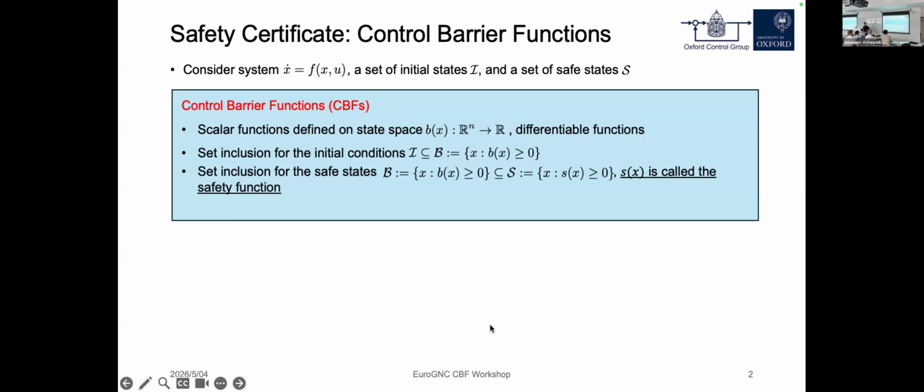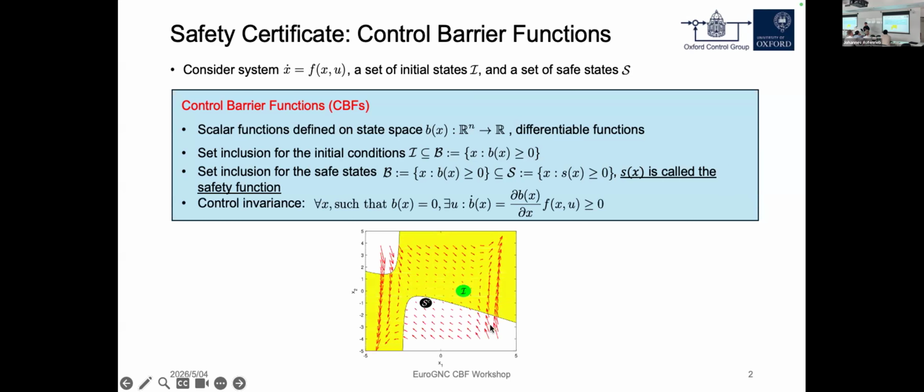We have two critical functions. One is B of x, the barrier function, and the other is S of x, the safety function, which describes the safety specification you have. For the last condition, we require control invariance, which basically means that on the boundary of the invariant set, B dot should be greater than or equal to 0. We should be familiar with it.